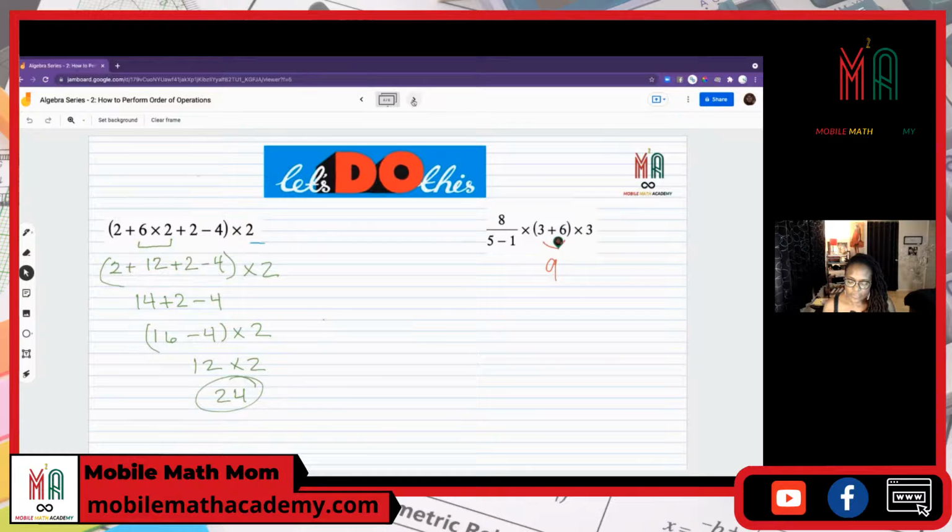And then we have this over here on the left, 8 divided by 5 minus 1. Well, these are grouping symbols, so we have 8 divided by 4 times, okay? You with me? 8 divided by 4 is 2 times 9 times 3. 9 times 2 is 18 times 3. What is 18 times 3? I'm using my calculator. That's 54.